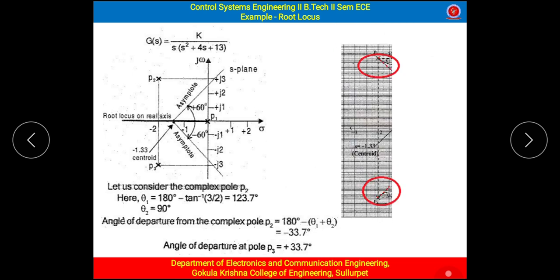Using this angle of departure at these two different poles, what we are doing is just plotting a line. For the first case the angle is minus 33.7, so 33.7 means it will be somewhere here. Minus 33.7, so the same downwards. So we are plotting a line, and here plus 33.7 with respect to this particular pole 3. How we are using this, we will see in the next steps.